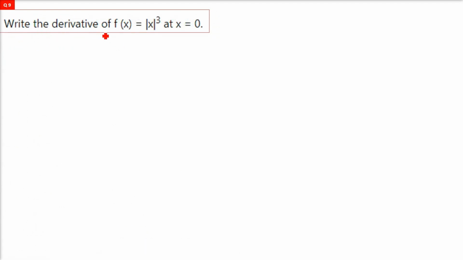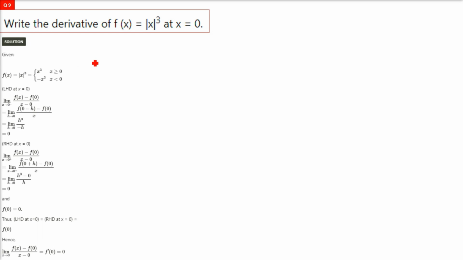Write the derivative of f(x) equal to modulus of x whole cube at x equals 0. So here we have mod x. It can be of any power. There is no catch or trick in this question. This is a very simple question. Modulus x is simply x when x is greater than or equal to 0. It is going to be negative x when x is less than or equal to 0. The way we have been doing the mod x, same thing. Just cube it. Because it is modulus x cube. What are you going to get? x cube is x cube. And negative x cube, always negative to the power of odd will always be negative. So negative x cube. So write the derivative.